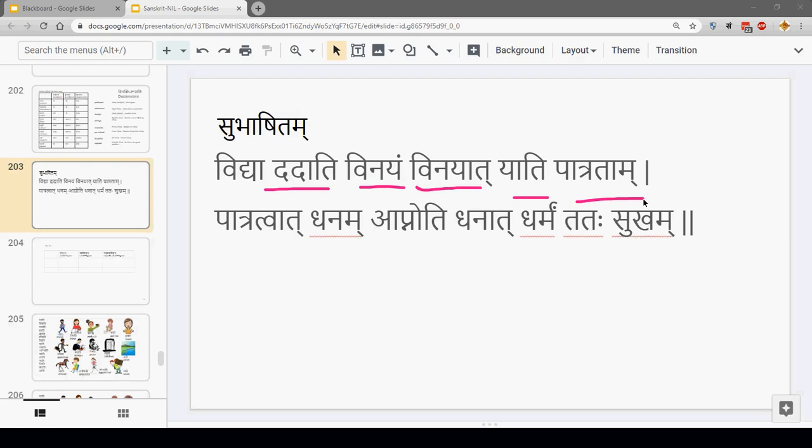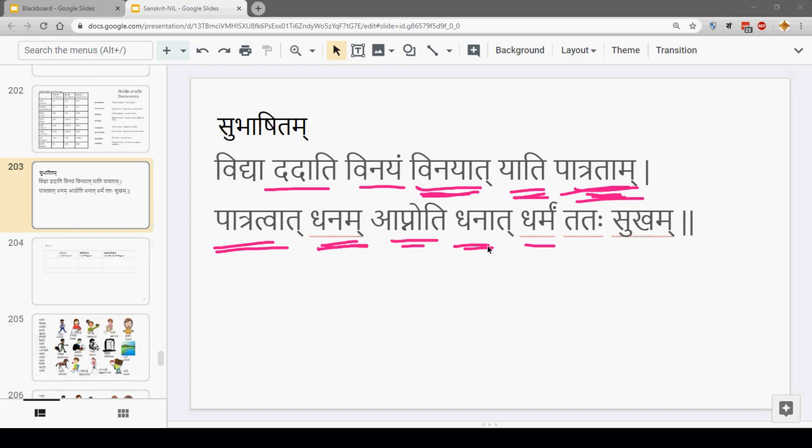Yati also means obtains. Vinayat means from humbleness, or because of that humbleness. Patratam means ability. One gets the ability to do something. He'll become able. Patratvat dhanam apnoti. Patratvat means because of that ability. Apnoti means again obtains. What does he obtain? Dhanam. Dhanam means wealth.